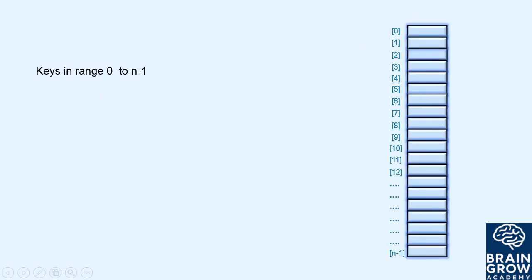Now suppose we have some keys that are in the range 0 to n minus 1. To store these keys and their associated records, what we can do is take an array of size n and store the records in this array. So a key with value i can be stored at index i of this array. For example, if the value of key is 2, then it is stored at index 2. If the value of key is 7, it will be stored at index 7, and so on.